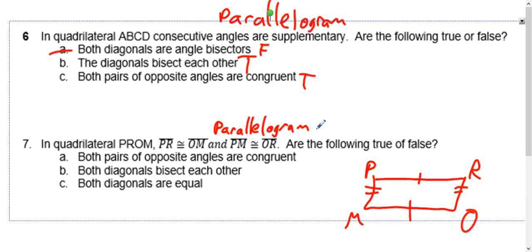And if it's a parallelogram, we have the whole list of things that's true. Both pairs of opposite angles are congruent, yes. Both diagonals bisect each other, yes. Both diagonals are equal. No, that's only true for rectangles. We don't know it's a rectangle.